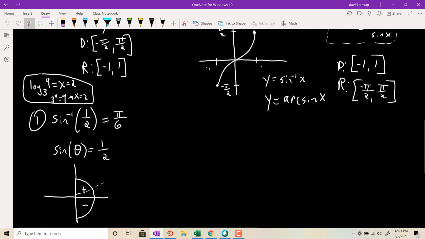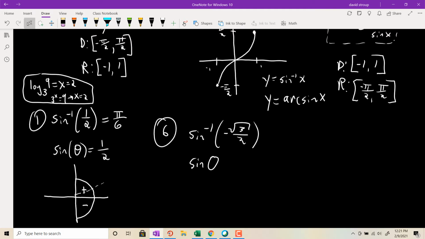Okay, so that's the answer for that. Let's look at another one. Here's problem 6. We're trying to figure out sine inverse of negative radical 3 over 2. So you're thinking to yourself, the sine of what angle is equal to negative radical 3 over 2? Well, the reference angle for radical 3 over 2 is pi over 3, right? So we want some variation of pi over 3 in our answer.